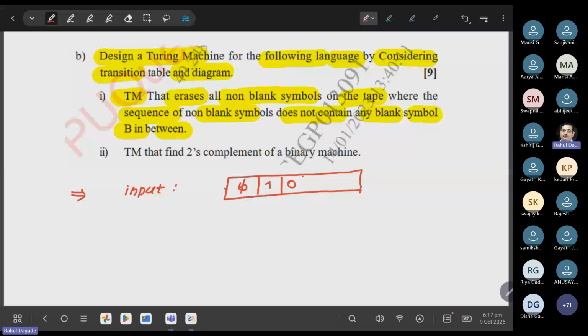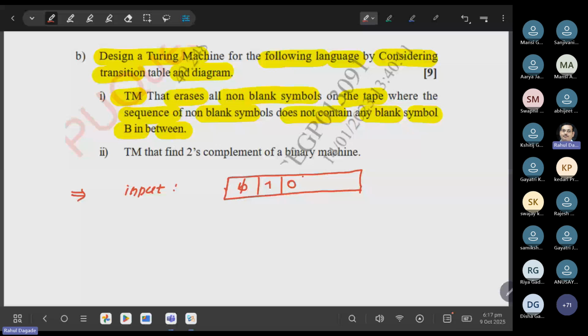Our expected output is that it should erase the non-blank symbols. So we have a blank symbol here, and this is the input. So 1 is erased, so it is converted into blank. 0 is erased, it is converted into blank. Then 1 is erased, it is converted into blank. So this is the expected output.